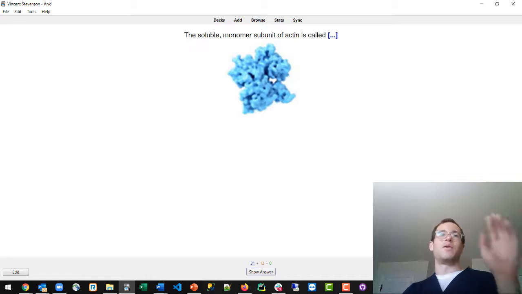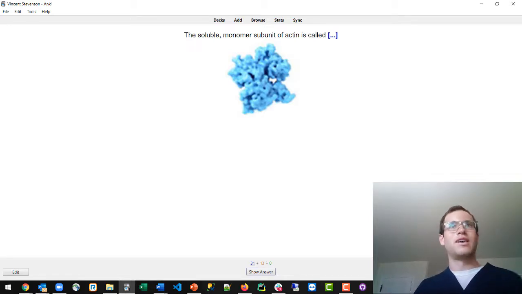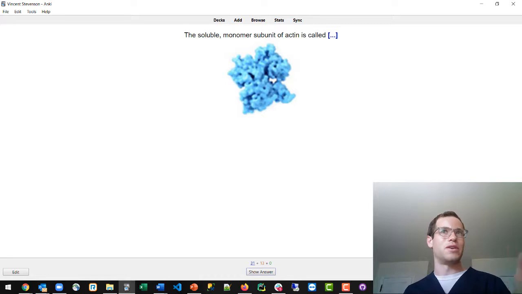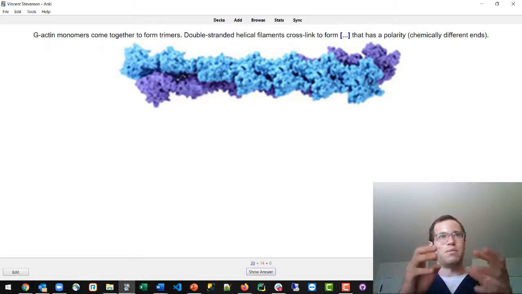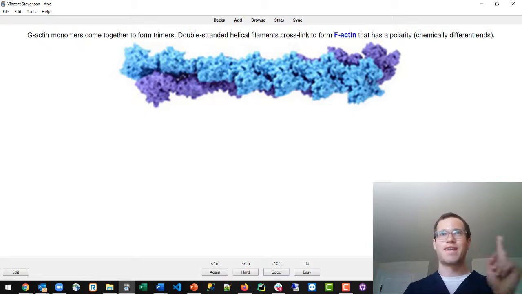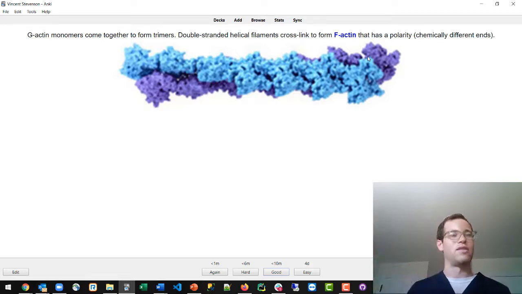And so when we take a deep dive into actin, we're going to see that it has these subunits that we call G-actin. And G-actin monomers are going to come together and form trimers. With these trimers, you're going to ultimately form these double-stranded helical fragments that cross-link to form things that are called F-actin. And F-actin, which generically is just called actin because at this point it's considered the full structure, has a polarity to it.